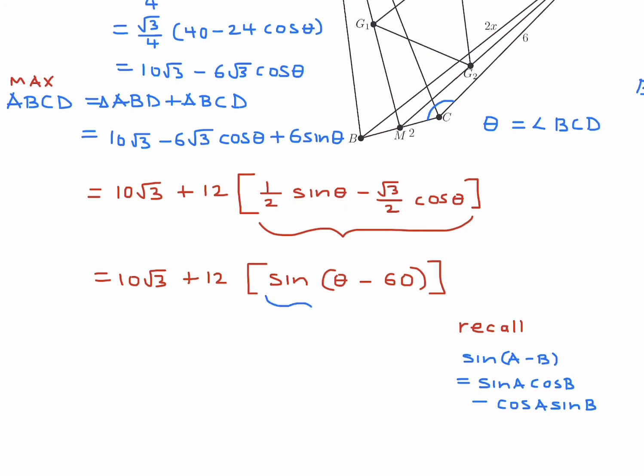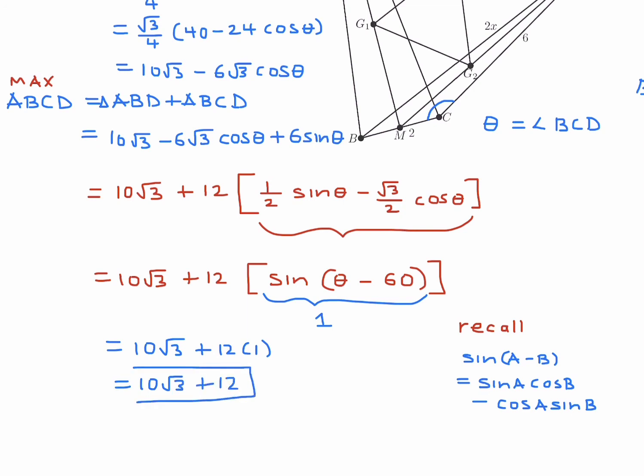Sine of something. Well, the maximum value of the sine of anything is 1. So the maximum value of that is 1, and therefore the max of the whole thing would be 10 root 3 plus 12 times 1, which is just 10 root 3 plus 12. This is the answer. And that happens when this angle is 90.